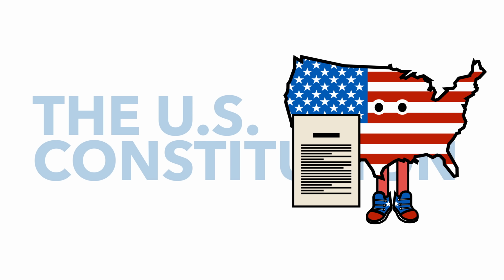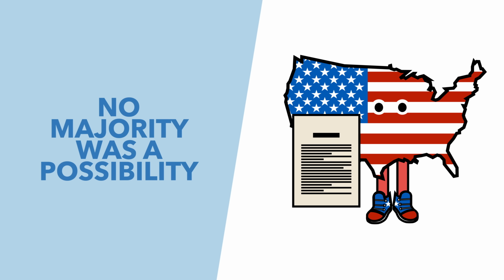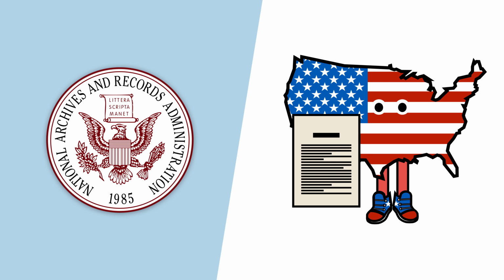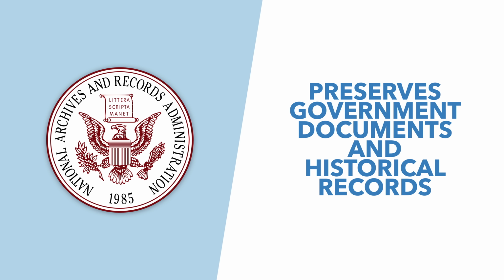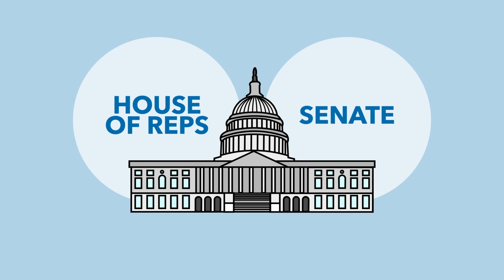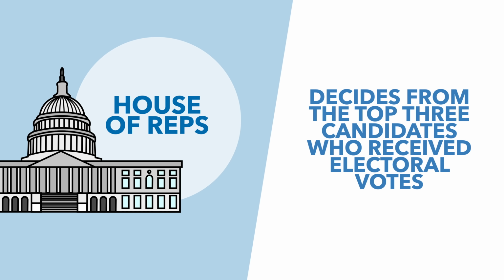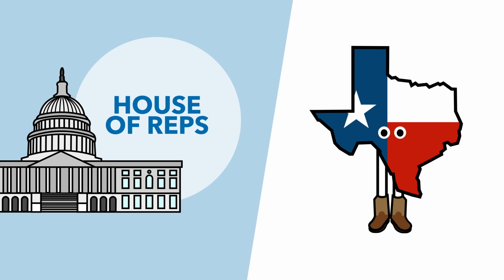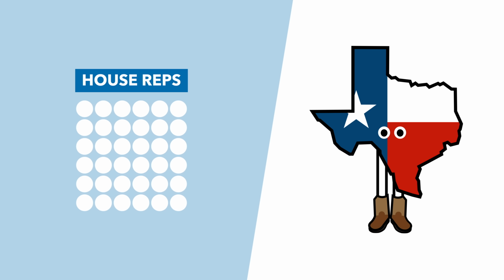The framers of the Constitution knew that a tie or a lack of majority was a possibility, so redundancies were put in place to make sure that these possibilities would be resolved. According to the National Archives and Records Administration, an independent agency of the US government that's charged with the preservation of government documents and historical records, if there's a tie or no candidate gets a majority, the House of Representatives, as the People's House, decides from the top 3 candidates who received votes in the Electoral College, and each state delegation gets 1 vote. The state delegations vote amongst themselves as to how they want to cast that 1 vote.